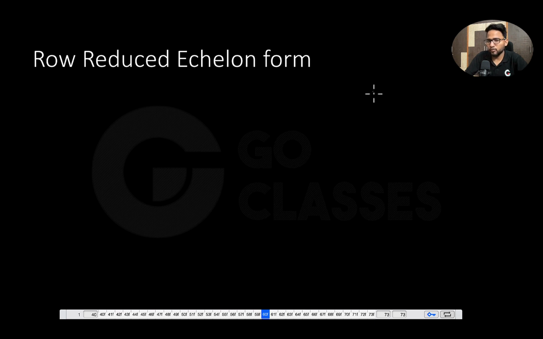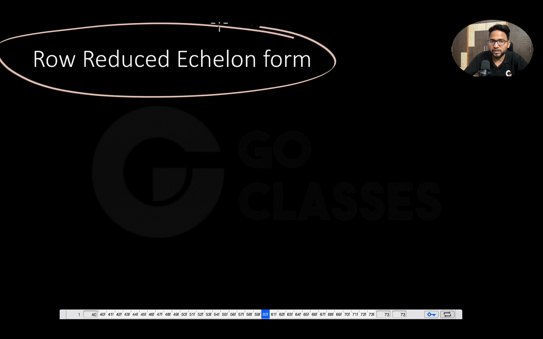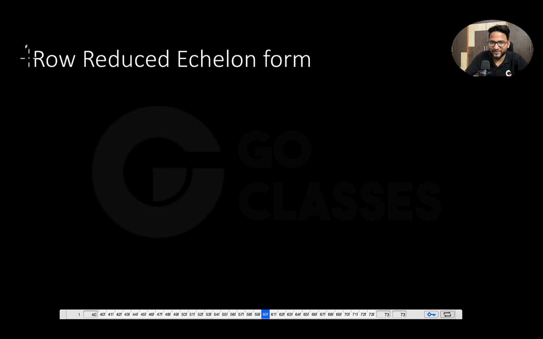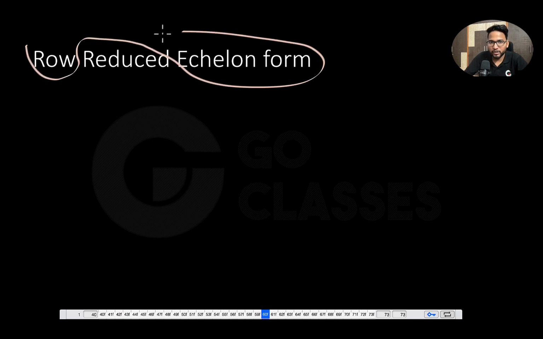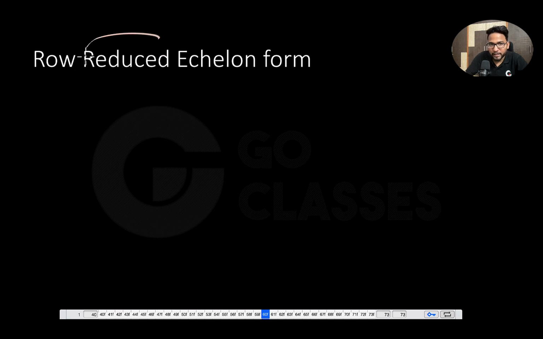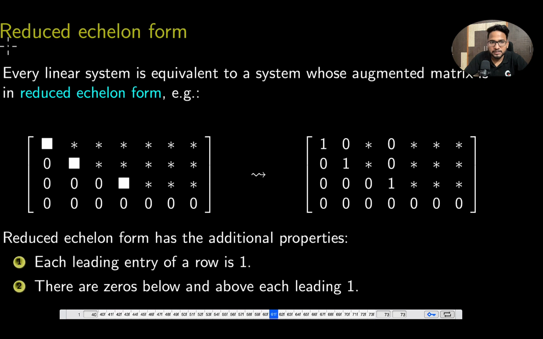Okay, just to give you one piece of information, I wanted to make this video. So let's see this row reduced echelon form. Row echelon form you already know, right? Row echelon form we already know. But now I'm telling you row reduced echelon form. That's the only difference. This is called reduced echelon form or row reduced echelon form.